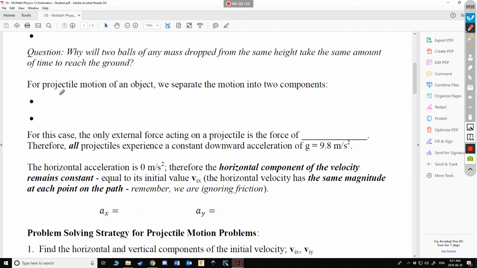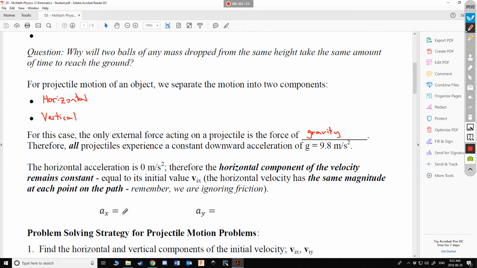So next, for projectile motion of an object, we separate the motion into 2 components, as we mentioned before. Separate into the horizontal and the vertical. So for this case, the only external force acting on a projectile is the force of gravity. So in real life, again, there's air resistance, and it's always opposing the direction of motion. But because we're only considering the simple case where there's only the force due to gravity, then we know there's only going to be acceleration in the y direction.